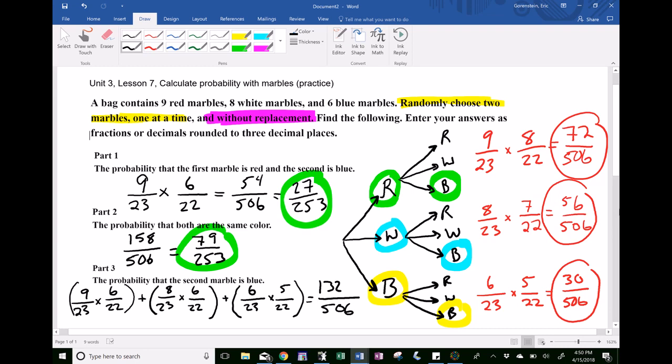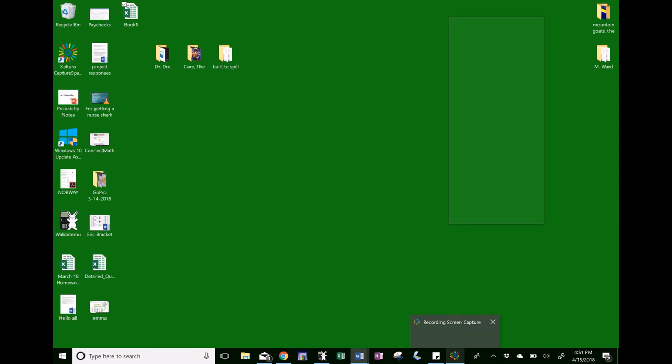The difference between part 1 versus parts 2 and 3. Part 1, we're looking at the specific case red then blue. Happens only one way. But in part 2 and part 3, each of these, 2 of the same color or second marble is blue, each of these can be done in 3 different ways. So that's why we calculate the 3 separate probabilities and add them up.